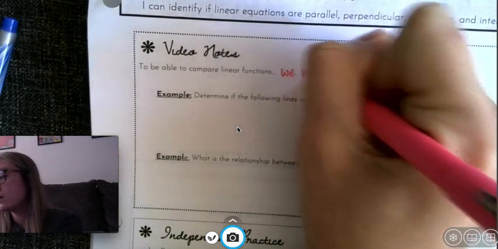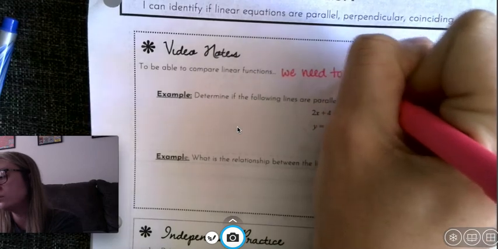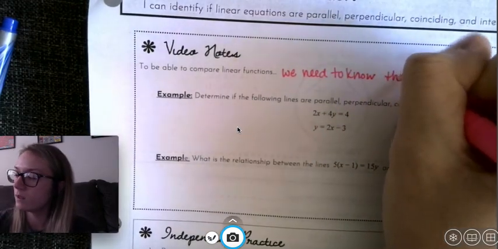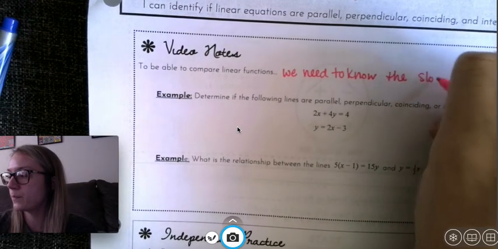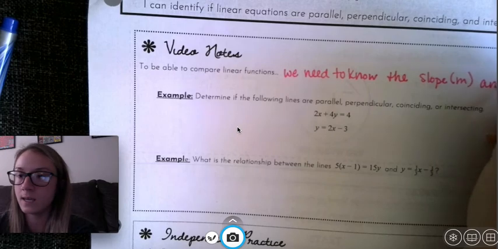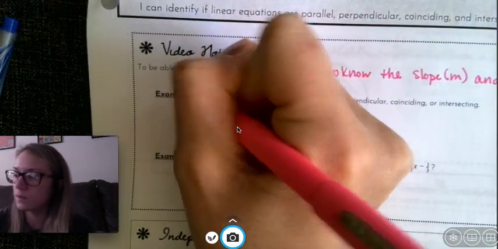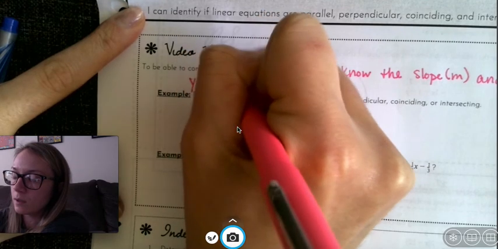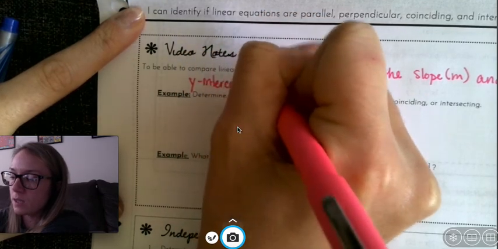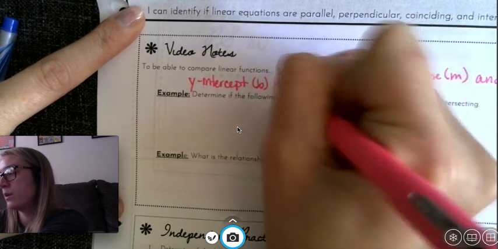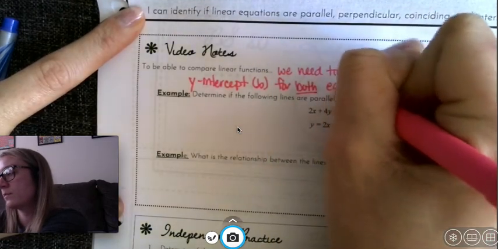we need to know the slope, which is their m, and the y-intercept, which is the b, for both equations.